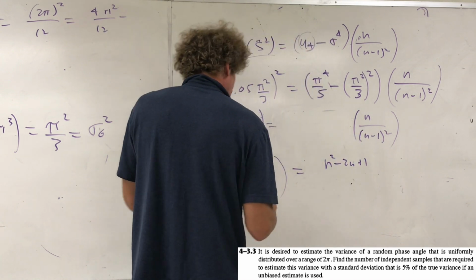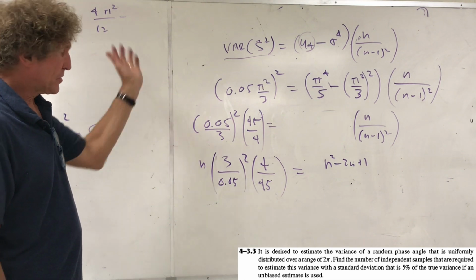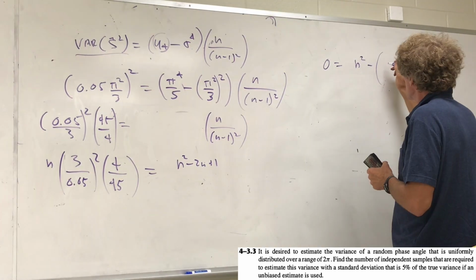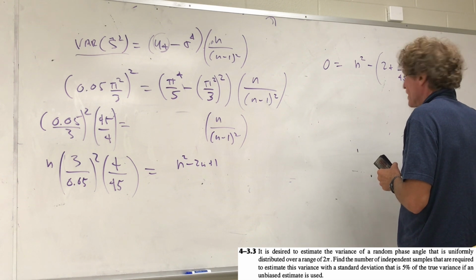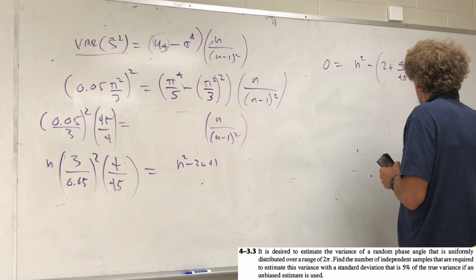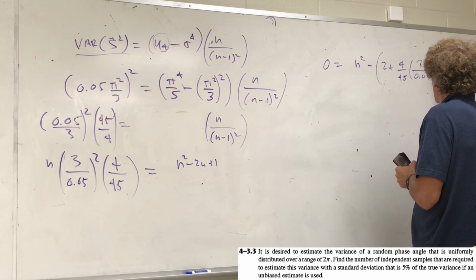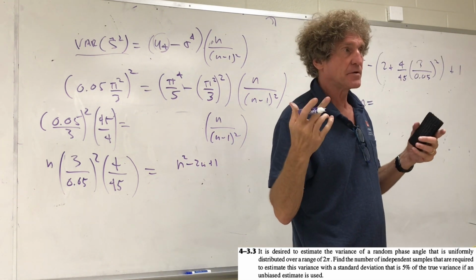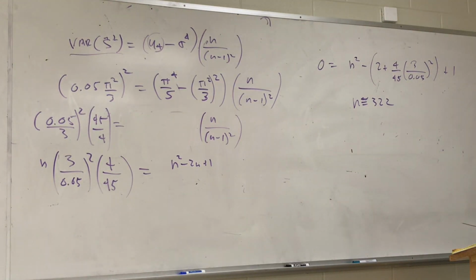And on this side, here I multiply by n. I'm just rearranging this. Now I'm going to put everything equal to 0. You tell me what you get. So here I'm going to have 0 is equal to n squared minus 2 plus 4 over 45, and then it's going to be 3 over 0.05, all that is squared, and it's going to be plus 1. And what do you get for n? Well, 322. You can put in f of n here and then graph it too, just to see where the zeros are.